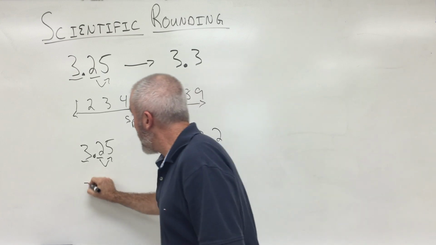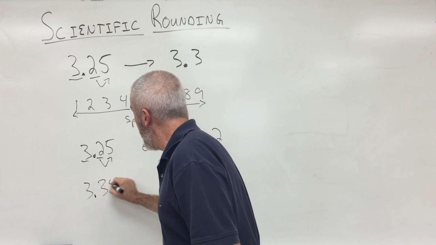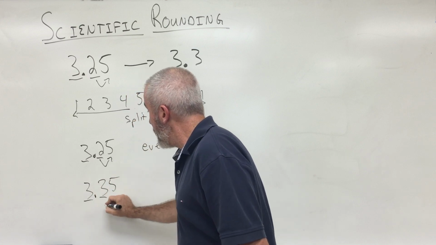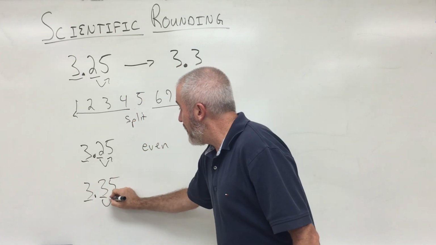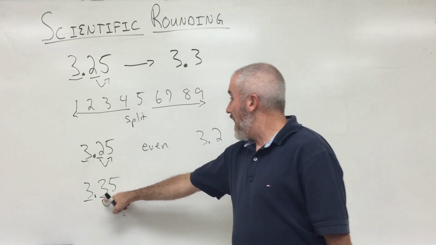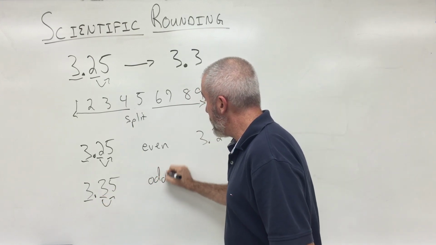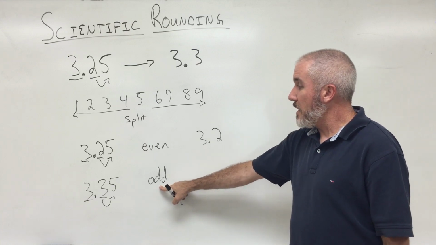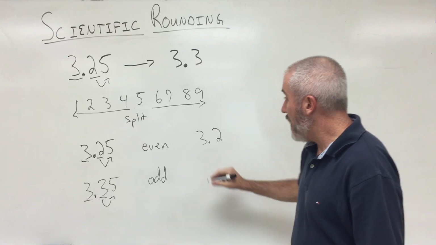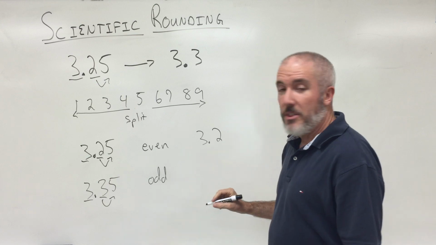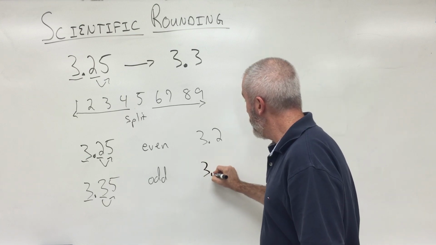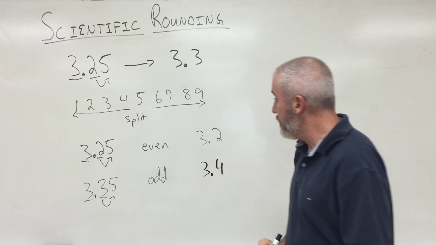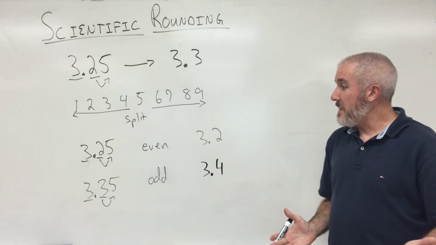If we have a number like 3.35, where we have the 3 and the 3 here, and we look to a 5, and this 3 is an odd number, the last digit that we're going to keep is an odd digit, then for odd, we go up, and we round those up. So in this case, the 3.35 would become 3.4.